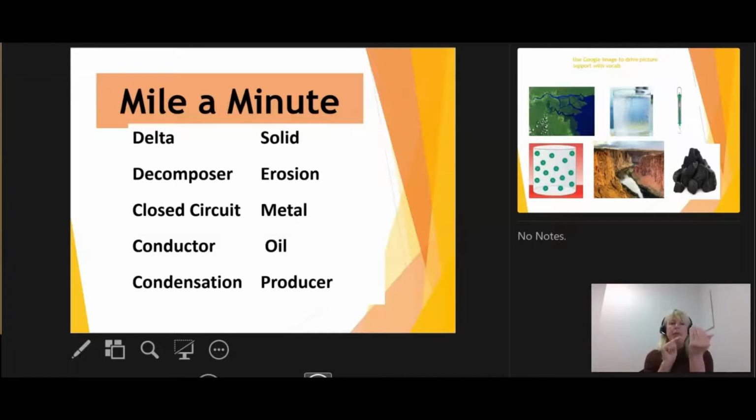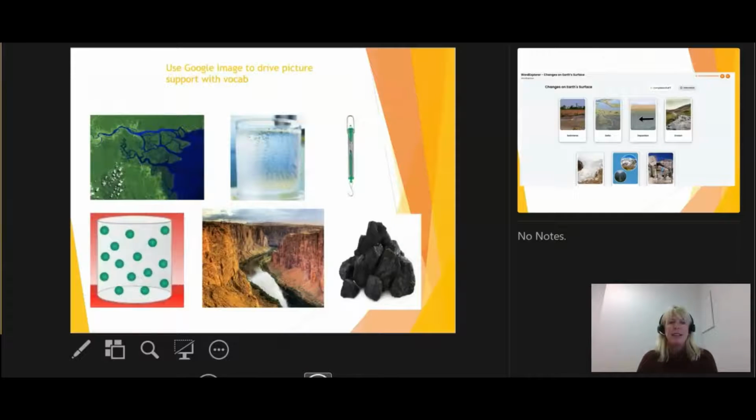So for instance, if I'm giving the clues for delta, I might say triangular shaped landform at the mouth of a river. A delta is formed from deposition, much like a sand dune. So I might say all of these words trying to get my partner to say delta. Once my partner has said delta, we would move on to the next word. Once we get all 5 of these words in, we would be the winner, and then we would switch and give the other partner a turn. Mile a minute.